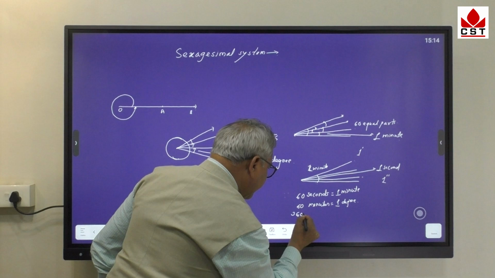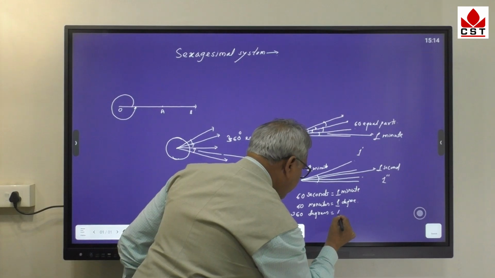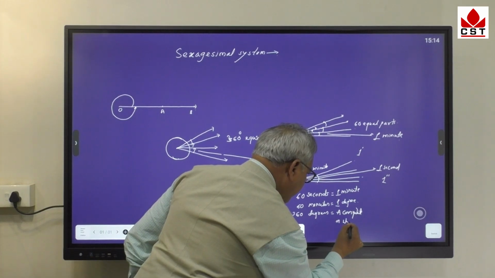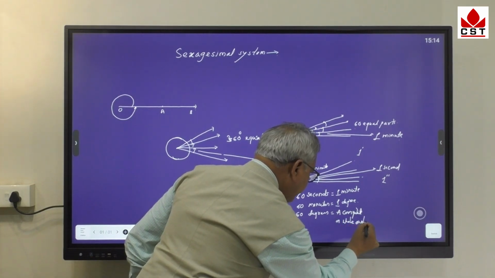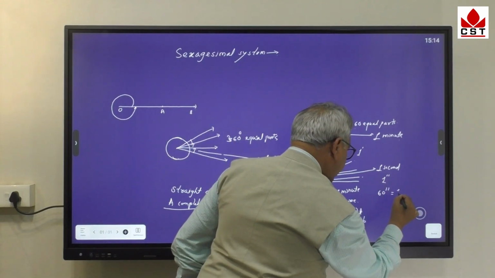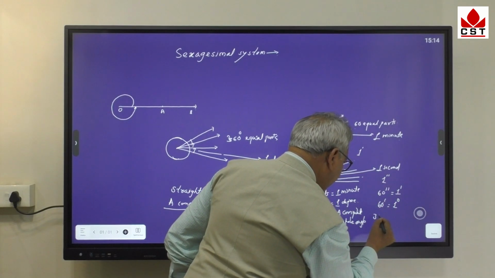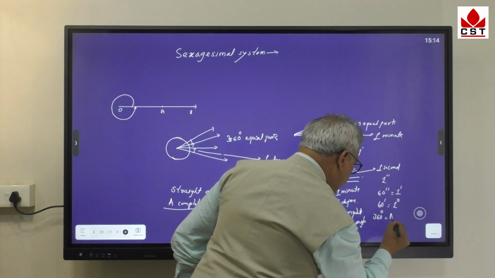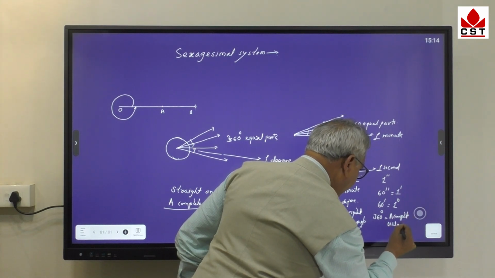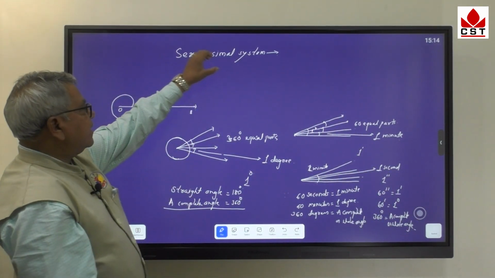and 360 degree is equal to a complete or whole angle. It's the first part. Or in short, 60 seconds is equal to 1 minute, 60 minutes is equal to 1 degree, and 360 degree is equal to a complete or whole angle. So this is a sexagesimal system.